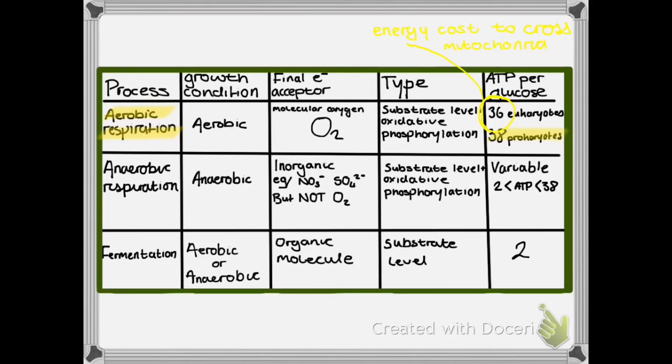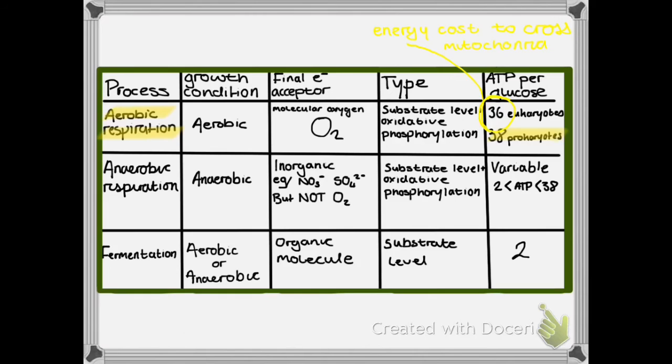You're anaerobic, obviously anaerobic, so it doesn't need oxygen to do this. Instead, it can use inorganic molecules such as ions as a final electron acceptor, but never oxygen. They're the same types as aerobic respiration, so you've got substrate level and oxidative phosphorylation, but there's a much more varied amount of ATP that can be made. There's always going to be more than 2 but less than 38, so there's quite a big range there of how much ATP you can form.